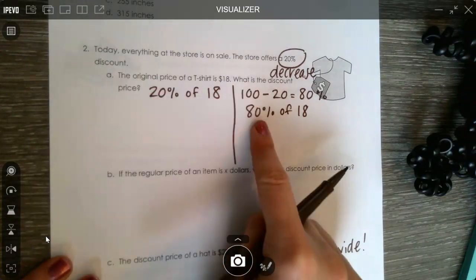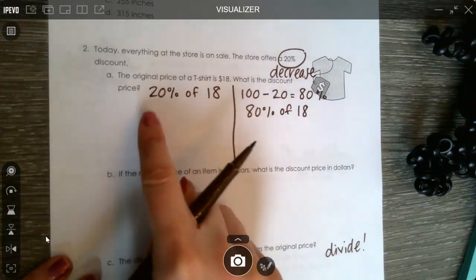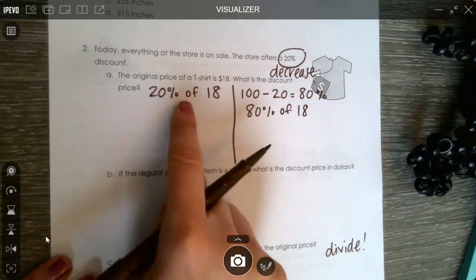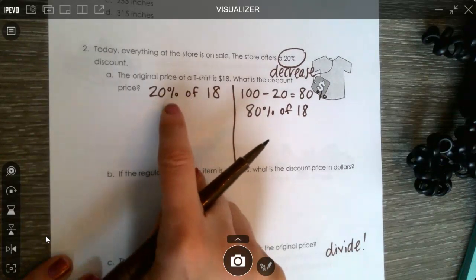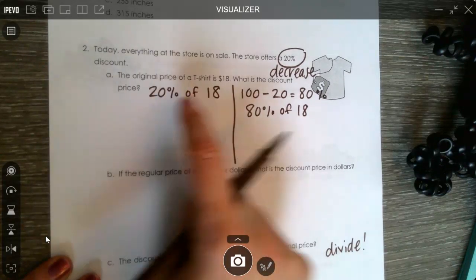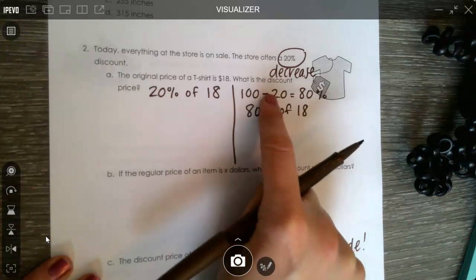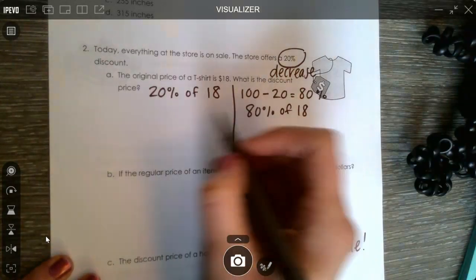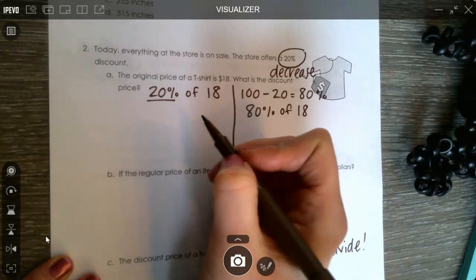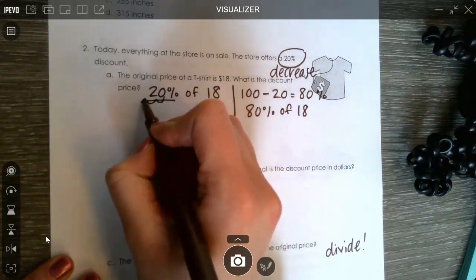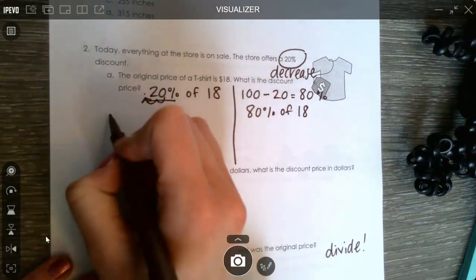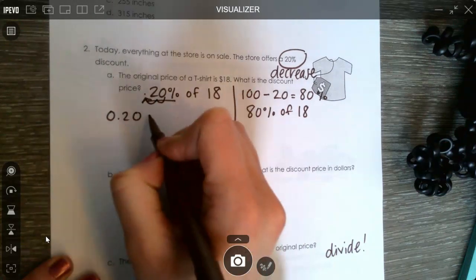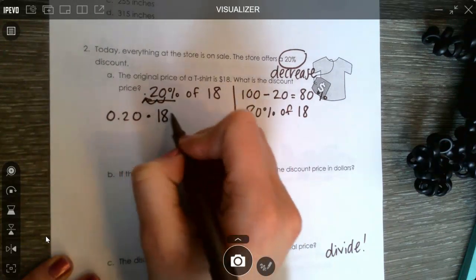Now, these look different. That's because for this one, you need to do an additional step. Once you find 20%, you don't want that money. You're saving that money. You have to subtract because it's a decrease problem. Here, I already subtracted. Okay? So if I find 20% of 18, I got to change this to a decimal. You can either go 2 to the left, or you can divide by 100. But I get 0.20 of means times 18.